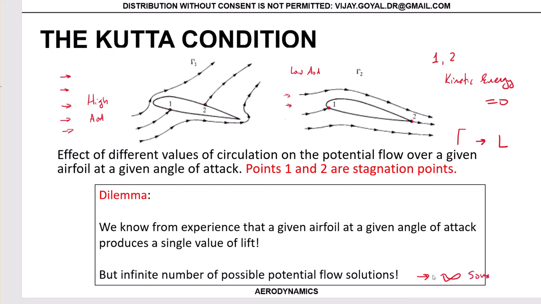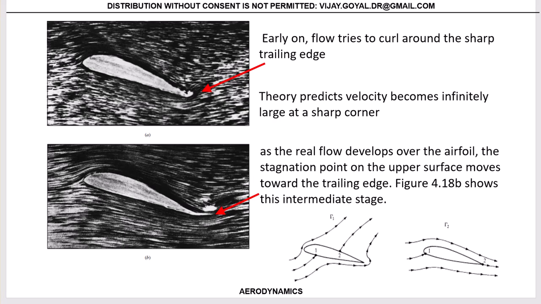And this is really not possible. It is going to bring a big dilemma because I can only have a single value of lift for every circulation, not multiple values of lift. If I have a circulation, I can't have an infinite number of solutions, and that's not possible. So let's understand this concept a little bit better.